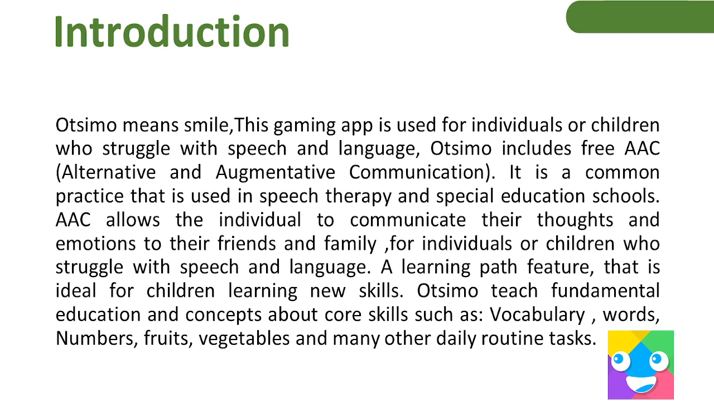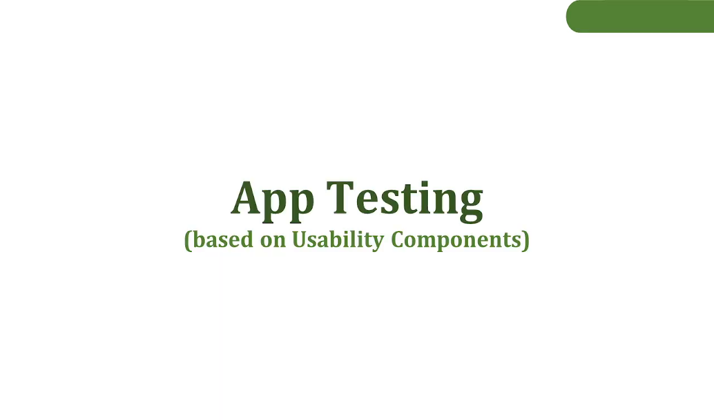A learning pathway feature that is ideal for children learning new skills. Otsimo teaches fundamental education concepts about core skills such as vocabulary, words, numbers, fruits, vegetables, and many other daily routine tasks. So that was the brief introduction about the app. Now we are moving towards the app testing, which is based on usability components. Although there are many usability components, in this video we are going to discuss the 5 major usability components. We will have learnability, efficiency, memorability, errors, and then satisfaction.